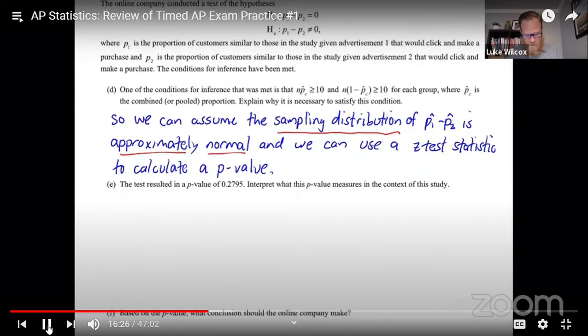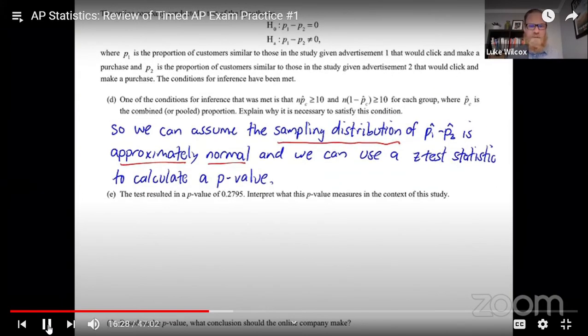All right, now let's move on to part E here. It says the test resulted in a p-value of 0.2795. Interpret what this p-value measures in the context of the study. So listen, students, this right here is the holy grail of AP statistics. It is the interpretation of the p-value. And so to help us out here, instead of jumping right into the interpretation, I'm going to draw a picture of that sampling distribution, which will then help us to write the interpretation for the p-value.